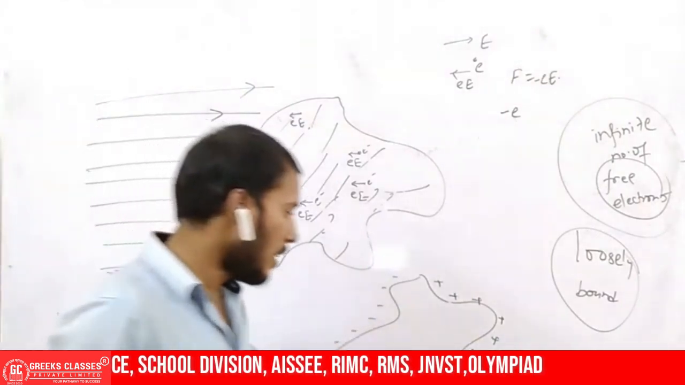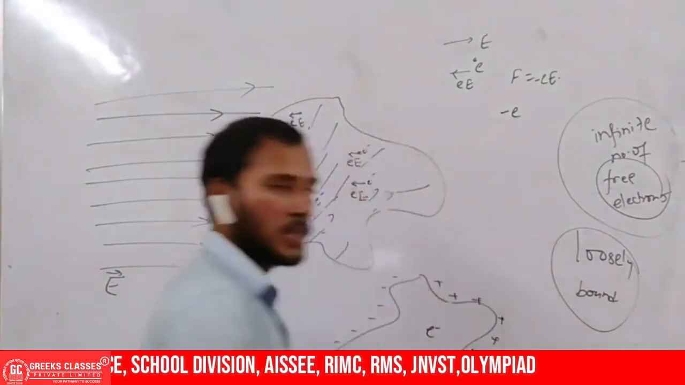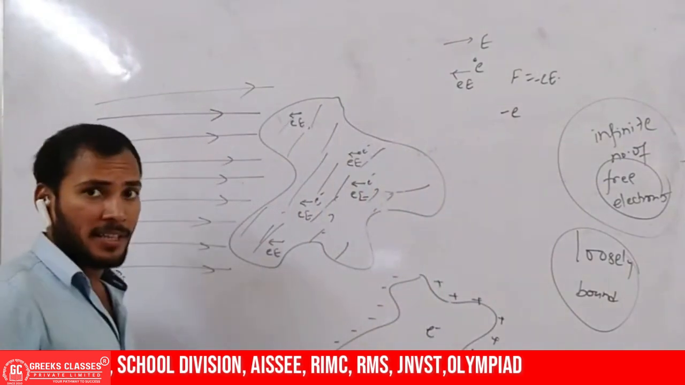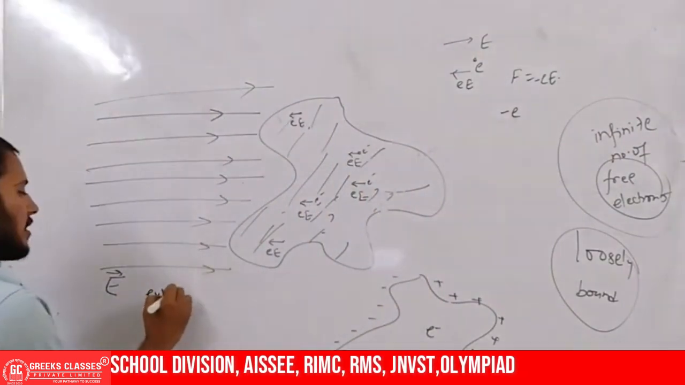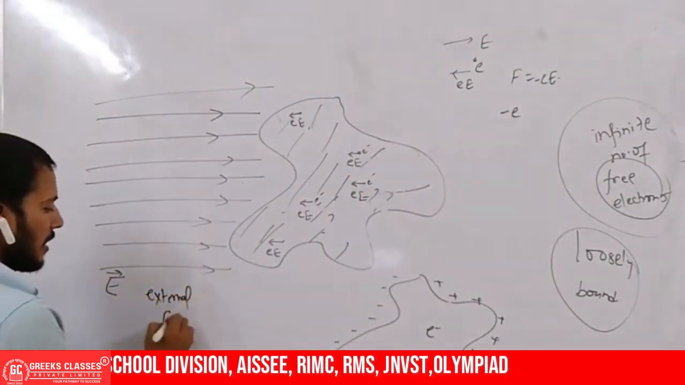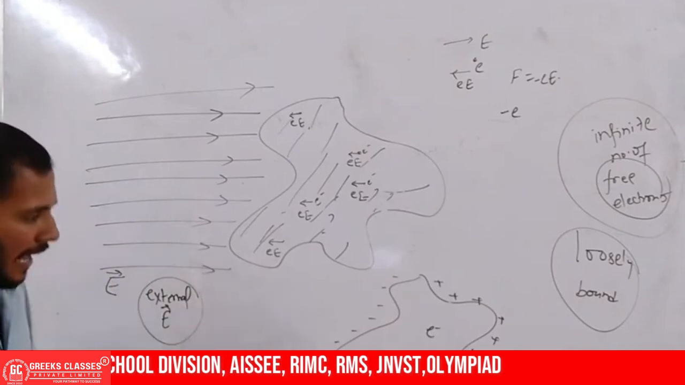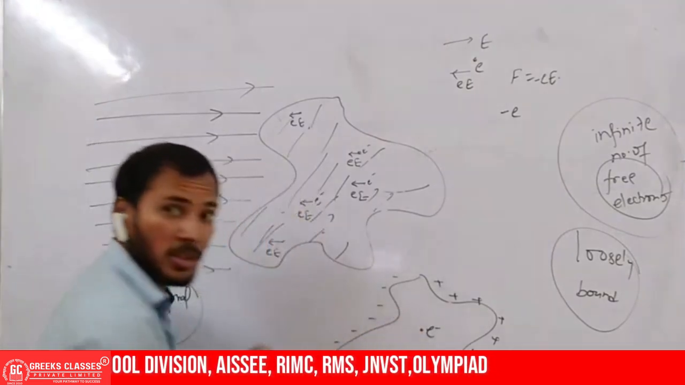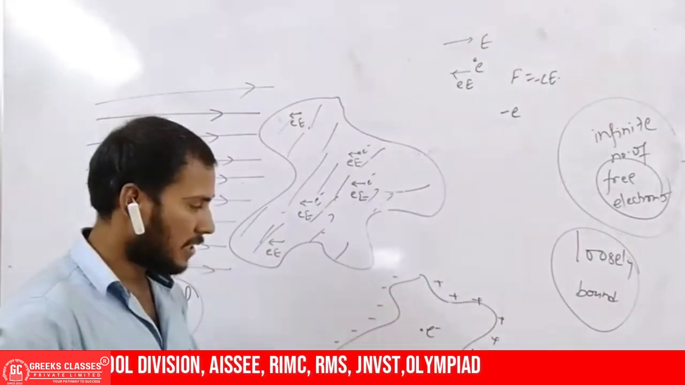Now assume one electron here. This electric field is the external electric field. Still, this electric field exists at this place. This is the position of the electron, and again this electric field exists.